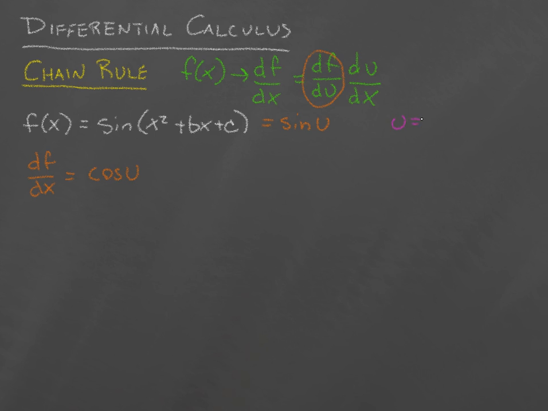Well, remember, u is x squared plus bx plus c. So the derivative of u is just 2x plus b. So we multiply by a 2x plus b. And then we have to remember to substitute back in what we had before, this x squared plus bx plus c. So in other words, we have cosine of x squared plus bx plus c times 2x plus b. And so that's how we would calculate the derivative of something like this, where it's almost kind of like a nested function.